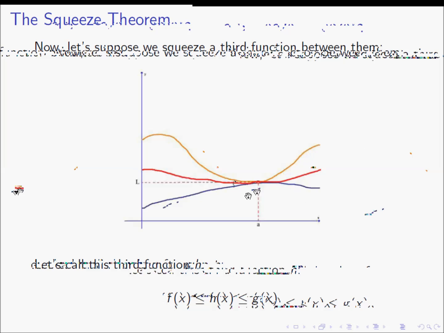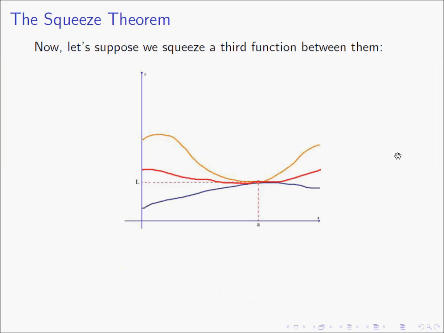And well, in these conditions, what the squeeze theorem says is that the limit of h is also L. And we can see that this result is pretty intuitive, because well, h can't go anywhere else. It is squeezed between these two functions. So as those two functions approach L, h must also approach L. So that's the squeeze theorem.